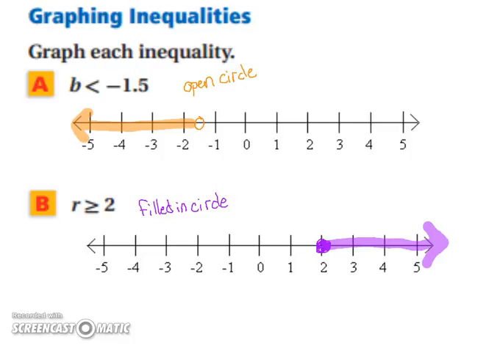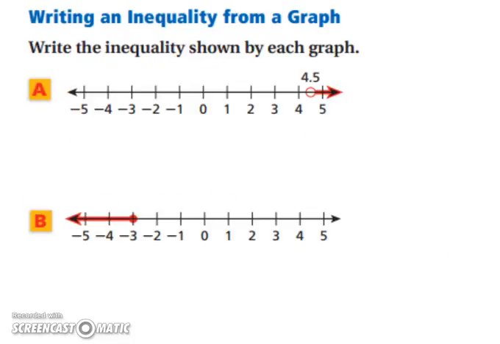Let's try working backwards. So you're given a graph, and you want to write the inequality. So you're going to write that little algebraic equation, or inequality rather. All right, so we have an unknown value. We're going to have some sort of a symbol here, and it's sitting at 4.5. It's an open circle, so you know it's either going to be greater than or less than.